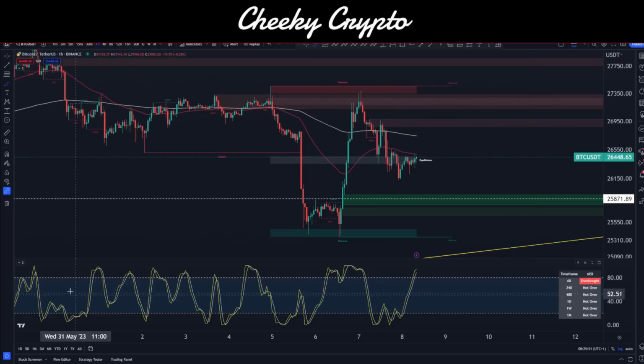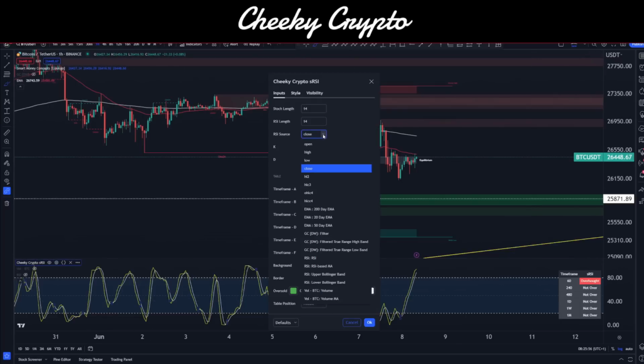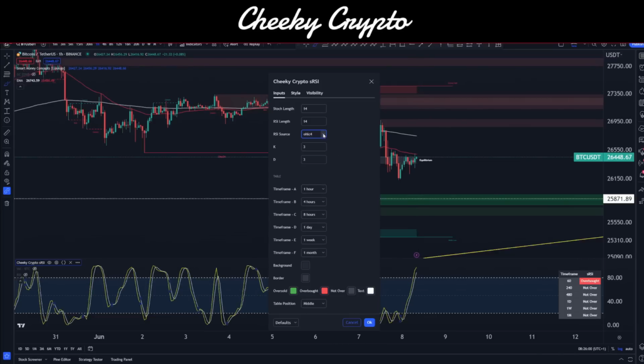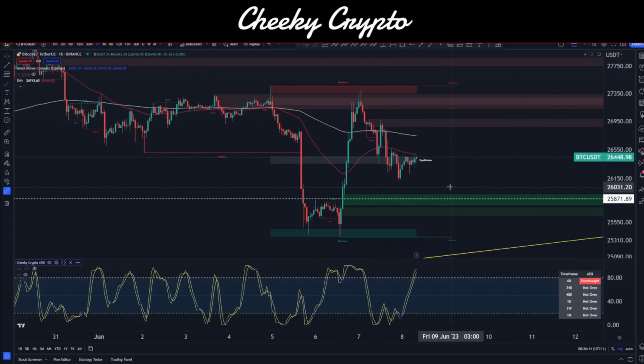If I come into here for example, not using the VWAP, which is how I would normally have this, you can see that we're more overbought. If I change this to close, which is the default setting, you can see that it's also overbought. Personally, I think the close is a little bit laggy, whereas VWAP essentially shows us more timely where it is.